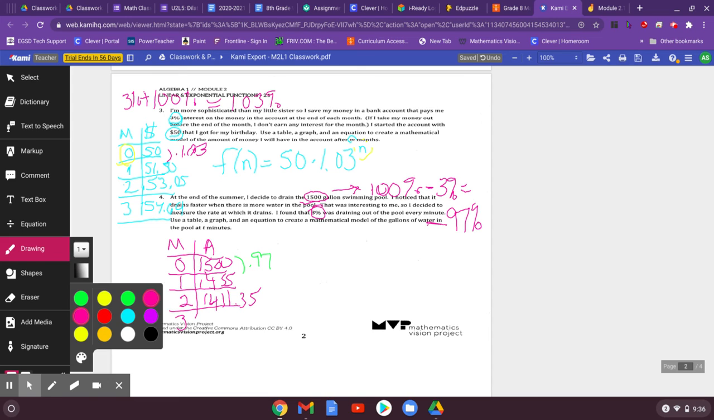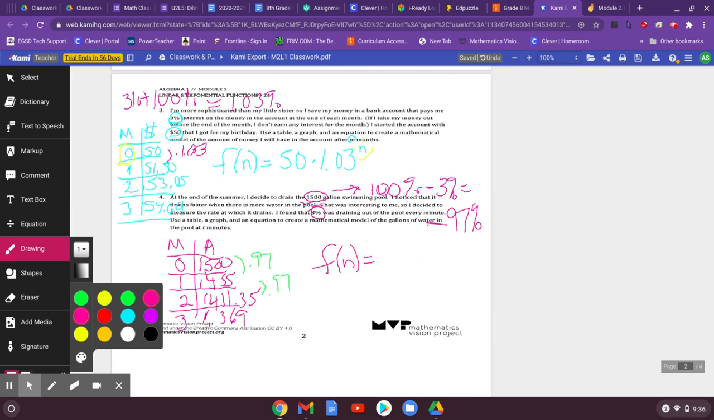3 times 0.97 is 1,369. Pretty even. The decimal's 0.009, so we'll just leave it at 1369. And so each time I'm taking it times 0.97 because I only have 97% of the water left in the pool. All right, let's do our explicit equation.